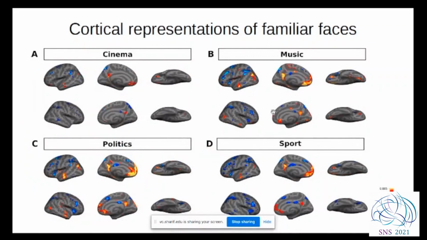We confirmed that this pattern of activation is reproducible. So if we compare each familiar face category versus unfamiliar face category, we basically get the same set of areas. So these four sets of maps are quite similar to each other.